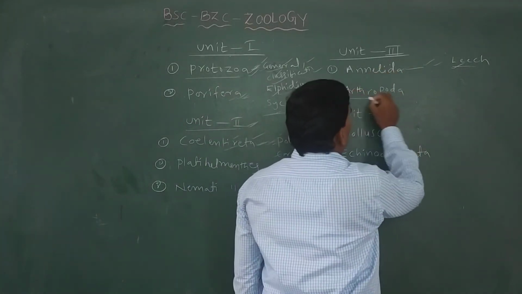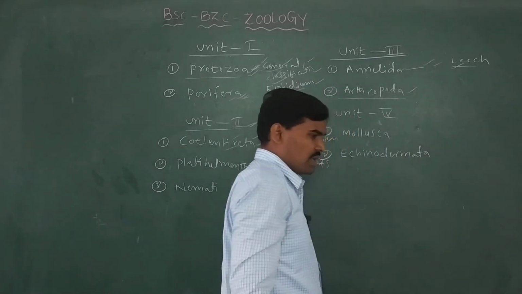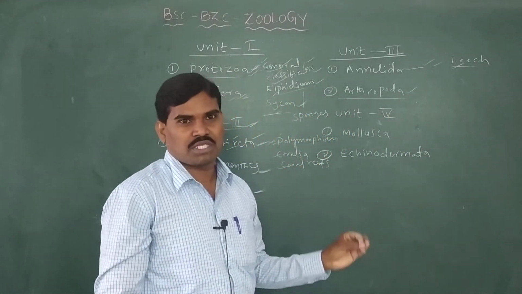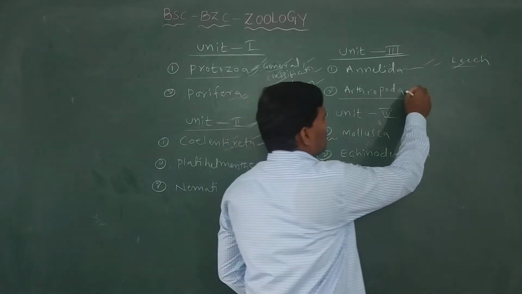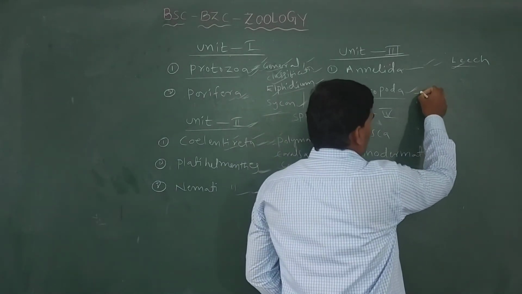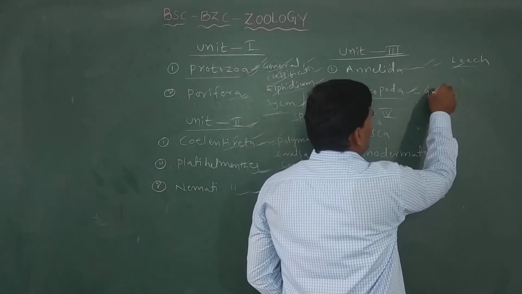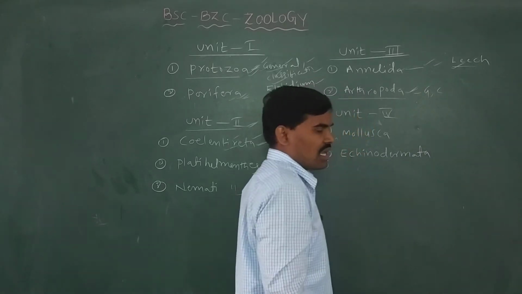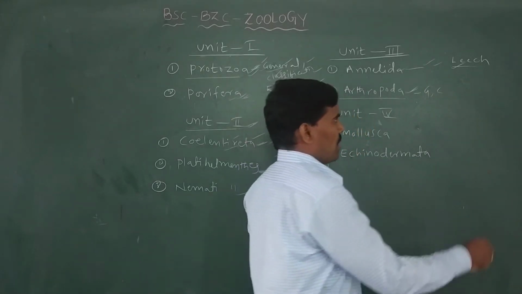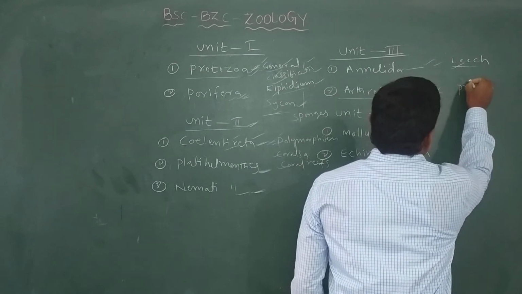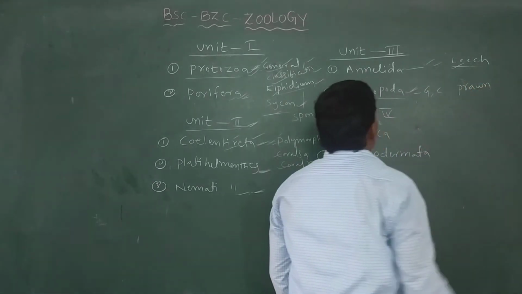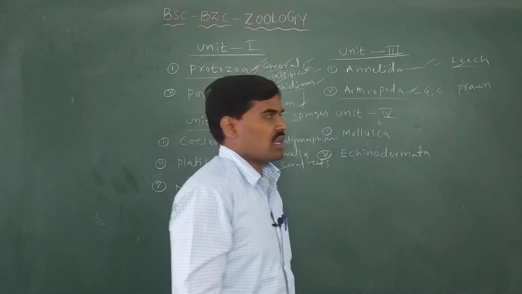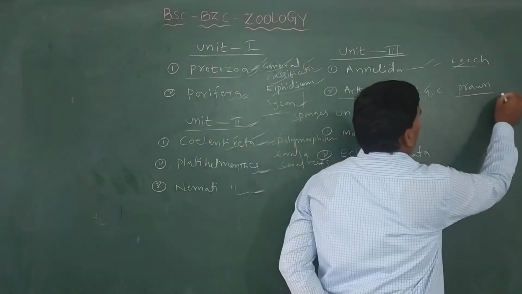And the next chapter is the Arthropoda phylum. Of the Arthropoda phylum, first of all the general characters, next the classification, and next the type study, prawn. Type study prawn: general characters, classification, next the type study prawn.